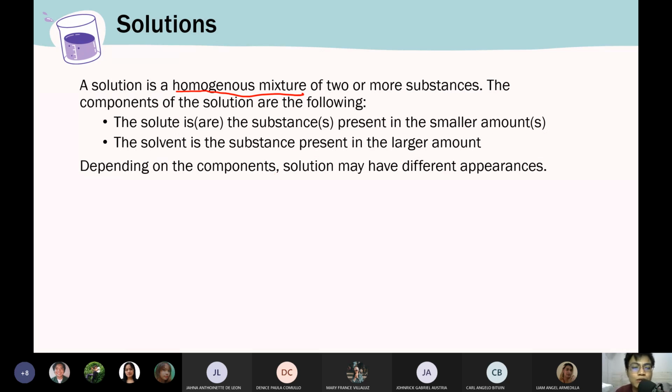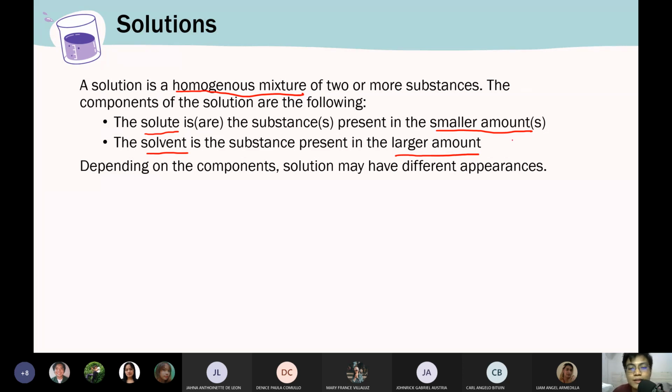And solutions usually come in two parts, okay? Or two components. That is the solute and the solvent. When we say solute, this is the component of your solution which is present in smaller quantity. And the solvent, on the other hand, is the one that's present in larger quantity. Okay? So, kung sino yung onte, siya yung solute. Kung sino yung marami, siya yung solvent.